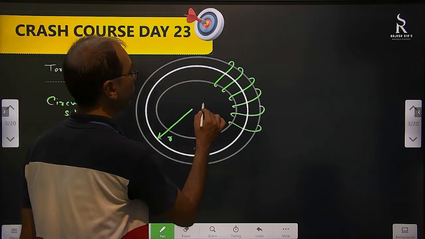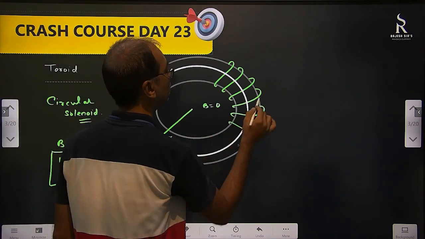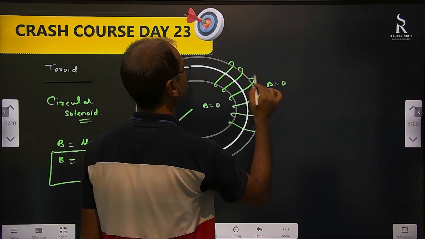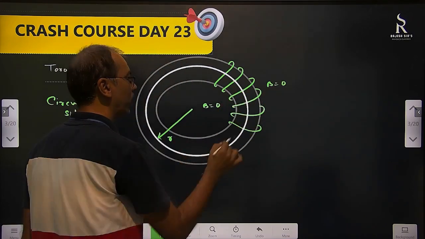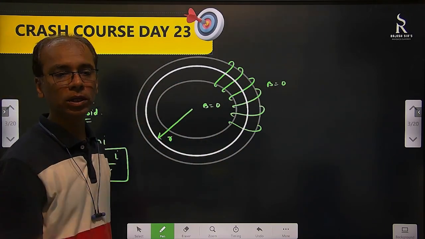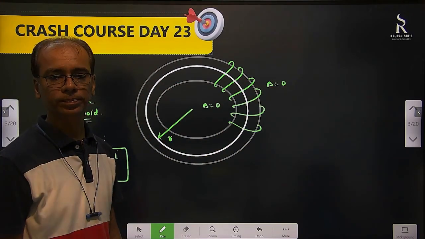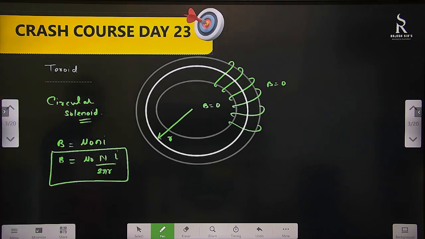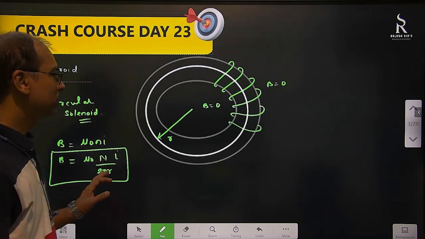What is the magnetic field here? The magnetic field here is 0, and here also 0. So the magnetic field is only along this white ring that I have made, because that belongs to the axis of this toroid. So this is the toroid's case. What type of questions do we expect?